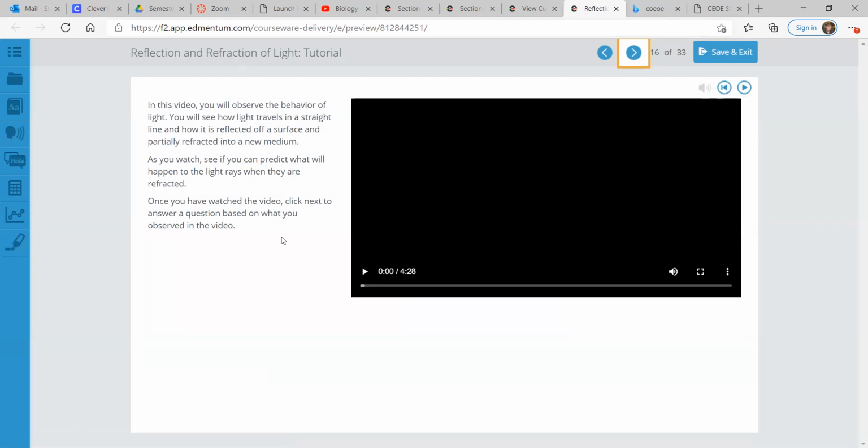So here we have a video, and here you'll observe the behavior of light. You will see how light travels in a straight line and how it is reflected off a surface and partially refracted into a new medium. As you watch, see if you can predict what will happen to the light rays when they are refracted. Once you have watched the video, click next to answer the question based on what you observed in the video.